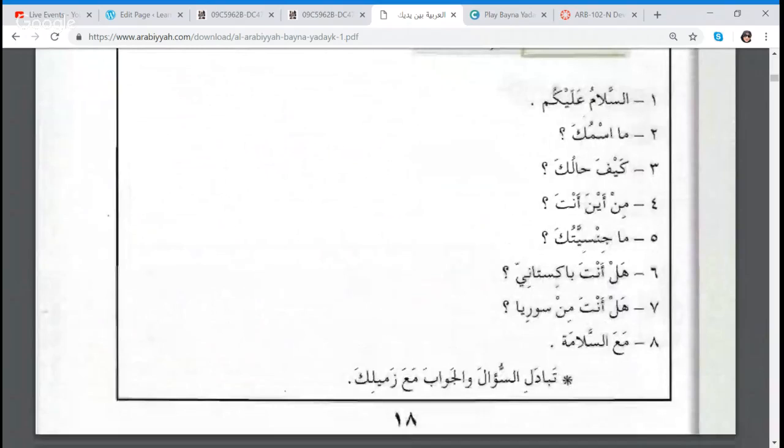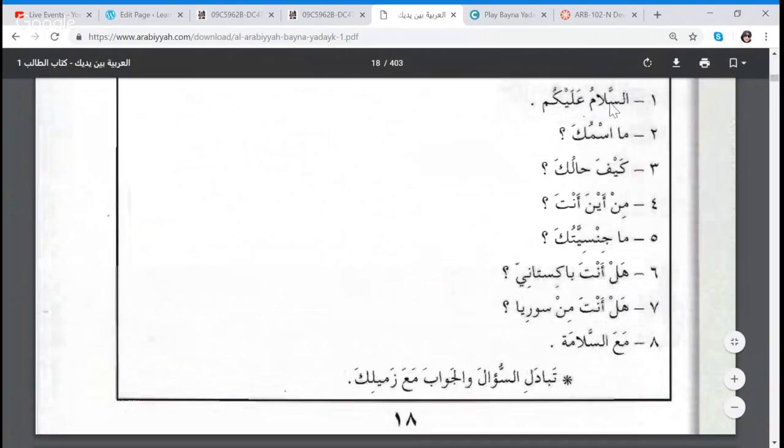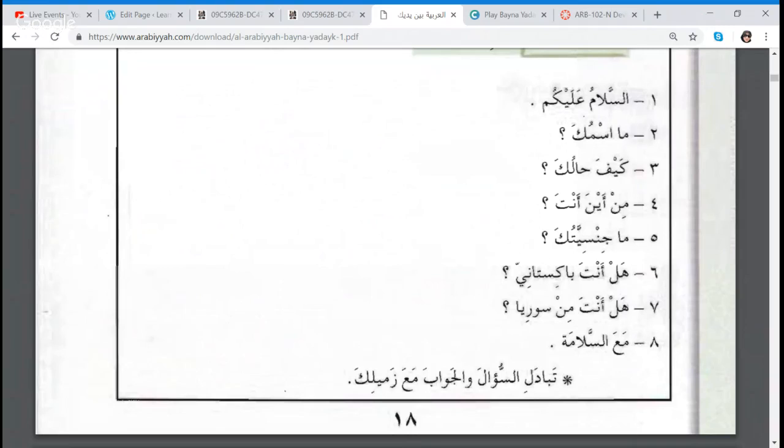Okay, we're going to go through this exercise. I'm going to read a phrase and I just want you to answer it for me. Just say something in response. Assalamu alaikum. Wa alaikum assalam. Ma ismuki? Ismi Tracy. Kaifa haluki? Alhamdulillah. Bihair, alhamdulillah. Very good.